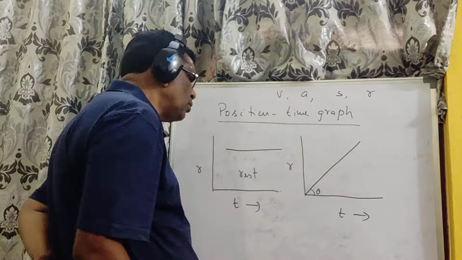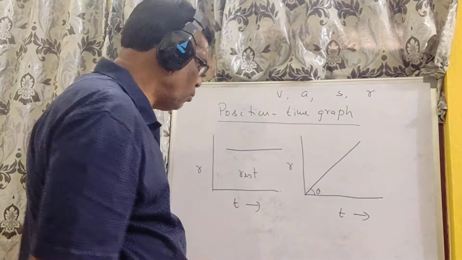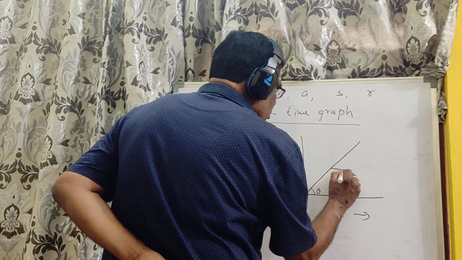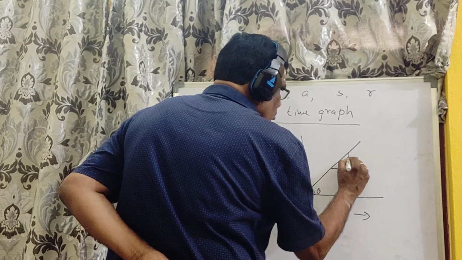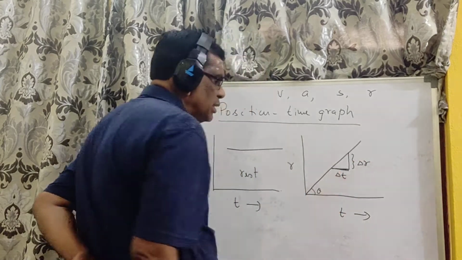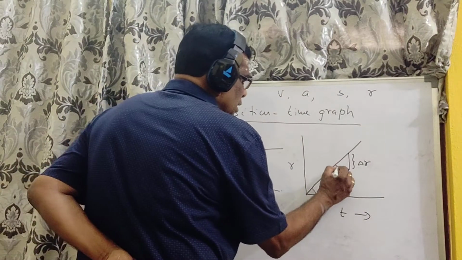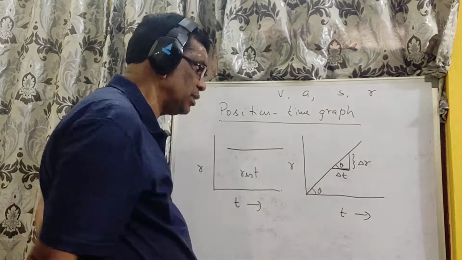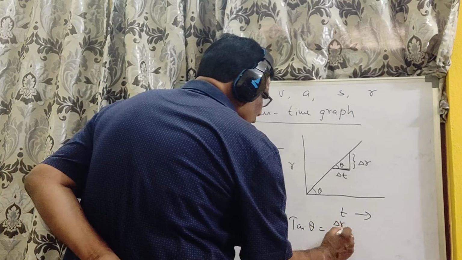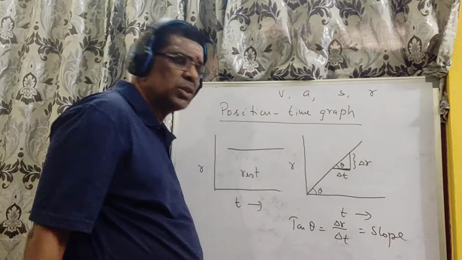Okay? Now, one very important thing that you should understand in all these graphs. If I want to get the slope of this graph, this is delta r, this is delta t. This interval is delta t, this is delta r. And the same angle theta, because it doesn't differ, it's a straight line. So, I can write tan theta as delta r by delta t. This is nothing but the slope of the graph.